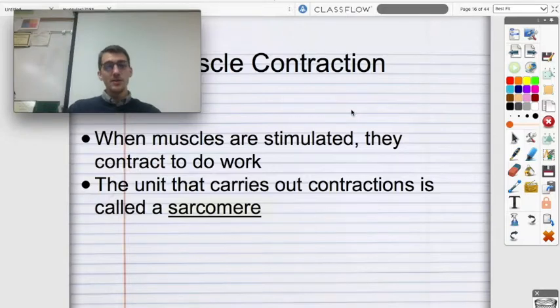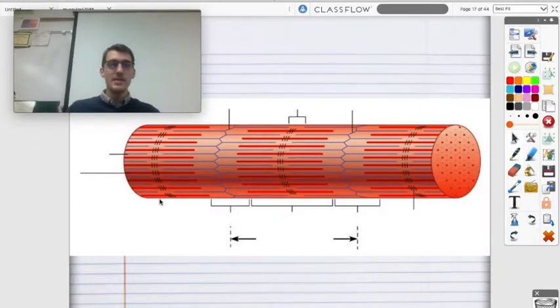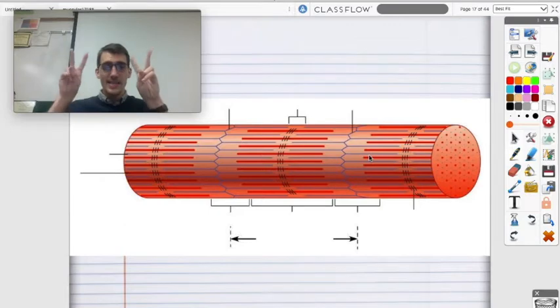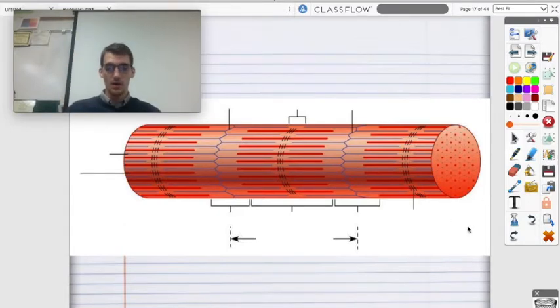All right, the unit that carries out contractions is called a sarcomere. So a sarcomere is the diagram that we're going to be filling out on the next page. The sarcomere of each muscle fiber is going to be contracting. One muscle fiber is going to have a bunch of different sarcomeres. Remember how it's striated? It's striated because each one of these is what we call a unit of contraction, or a sarcomere.